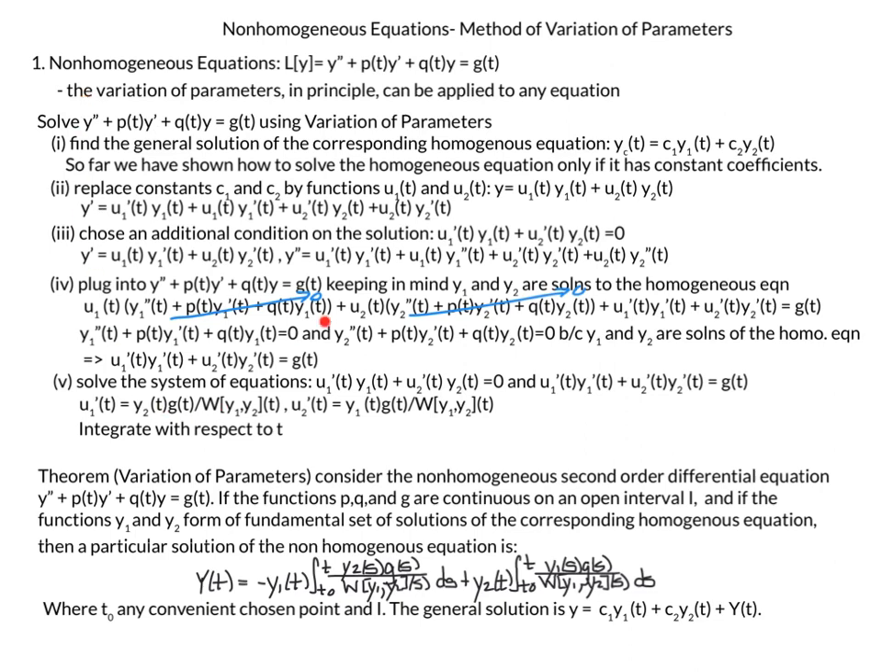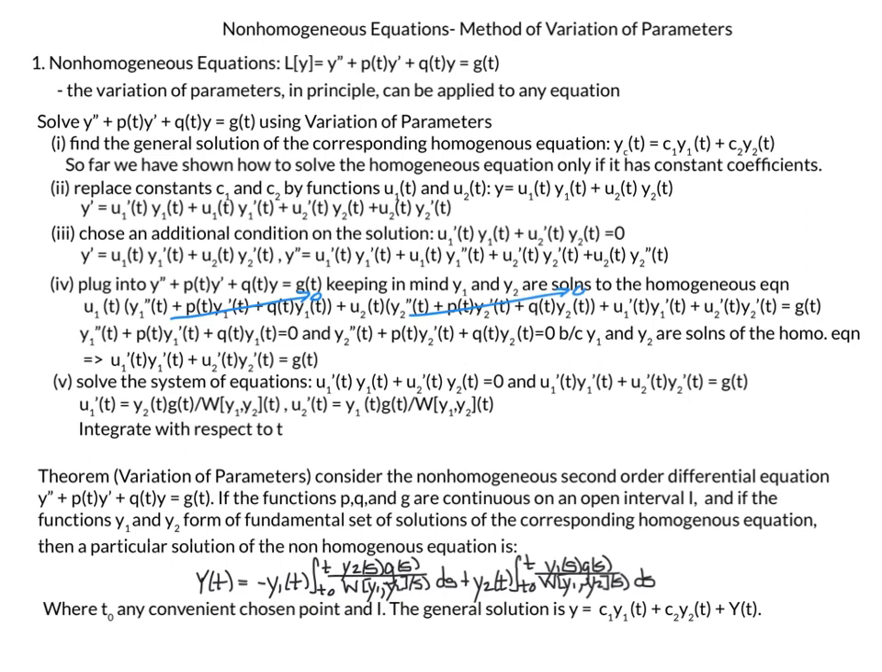So this is the outline of how we will be using the variation of parameters. First, we find the solution of the corresponding homogeneous equation, and we'll get the complementary solution equal to C1y1 of t plus C2y2 of t, where y1 and y2 are a fundamental set of solutions.